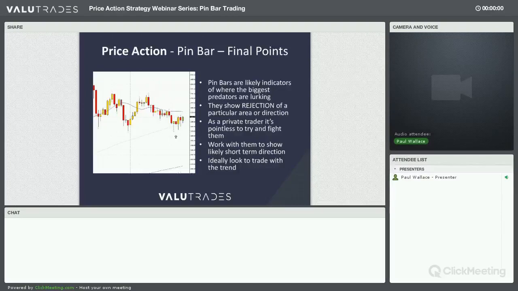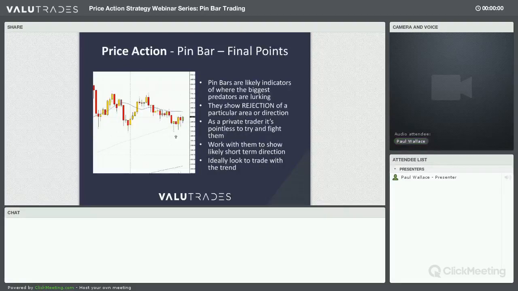Don't fight pin bars, okay? Don't fight them. Start to utilize them, work with them to show the likely short-term direction, which is going to be the opposite way of the way that the price came into that pin bar. Remember that Pinocchio's nose? When you've got a nice big Pinocchio nose pointing in one direction, the likelihood is price is going to go in the other direction. The pin bar is lying to you about the direction of the trend. It's going to go the opposite way from the way the pin is pointing. So utilize that information for your own benefit.